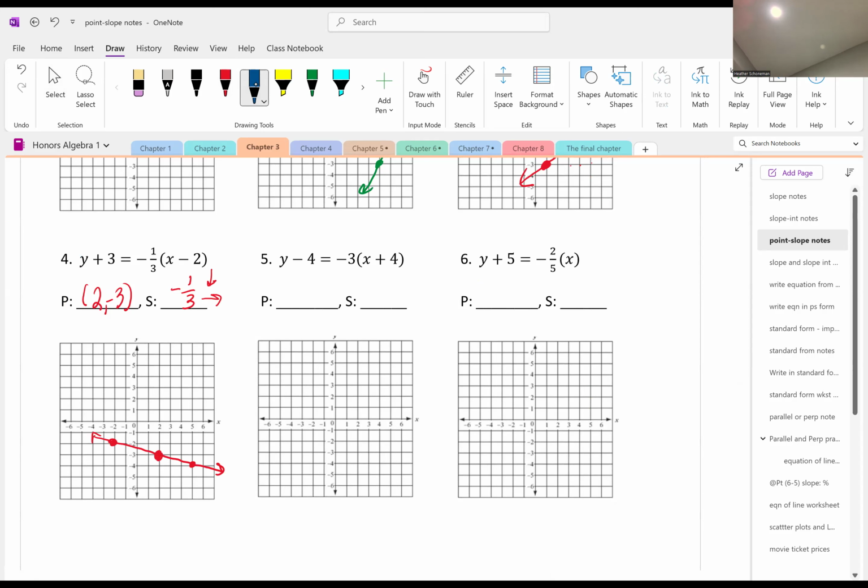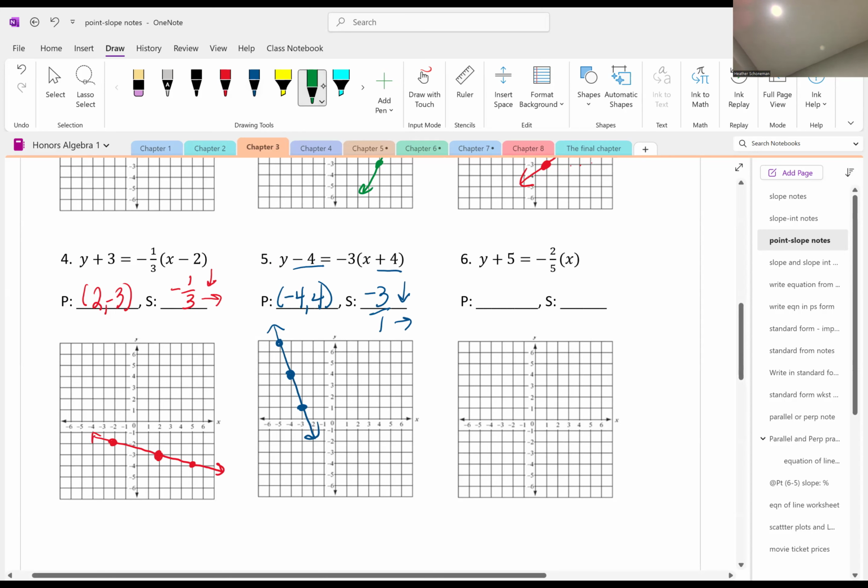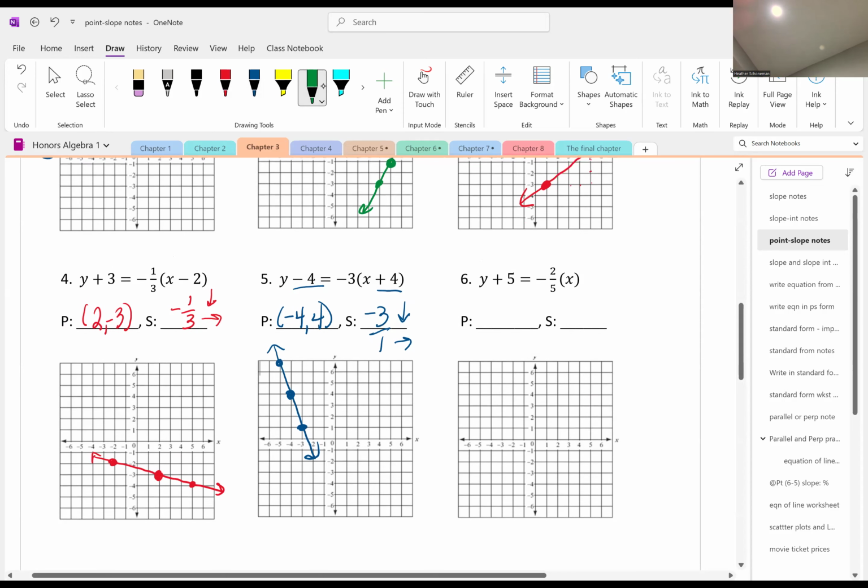Okay, number 5, our point is going to be -4 with the x and +4 with the y. And our slope is -3. So when it's not a fraction, remember, we think of it over 1. So we're going to go down and to the right, or up and to the left. And there's our graph.